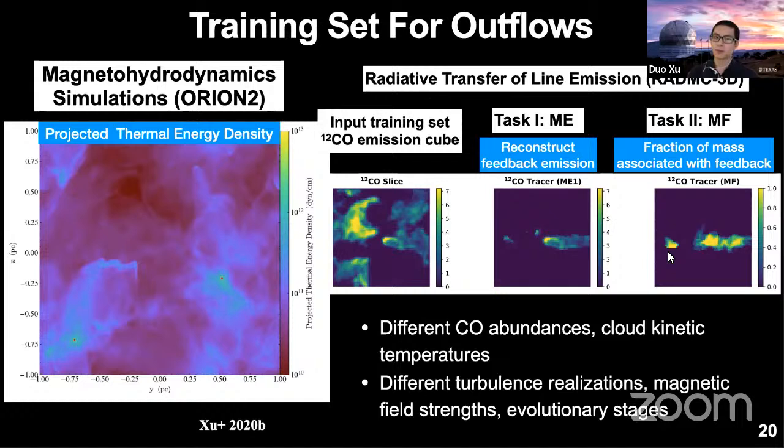Because if we calculate the mass in the PPV data cube, in each voxel, the emission does not all come from feedback. There is contamination from foreground or background, or gas located at a similar velocity range, but not associated with feedback. So this will give us a better estimation of mass, energy, and momentum.